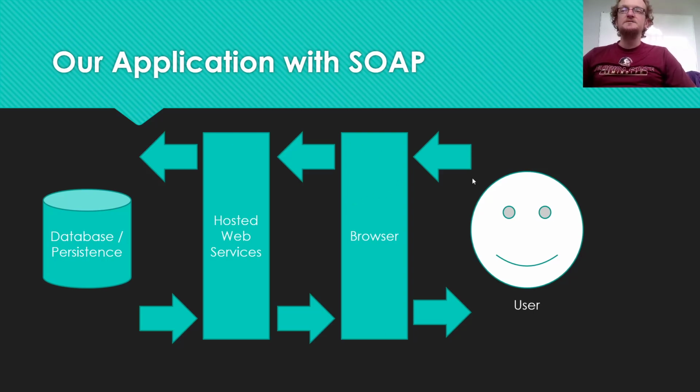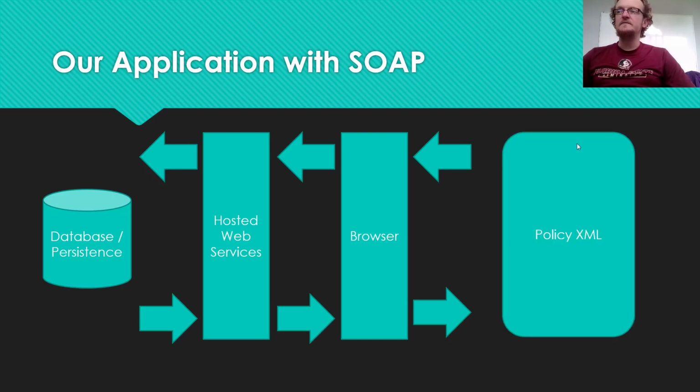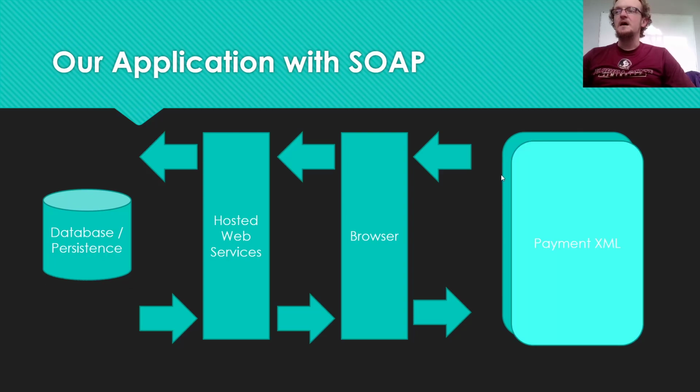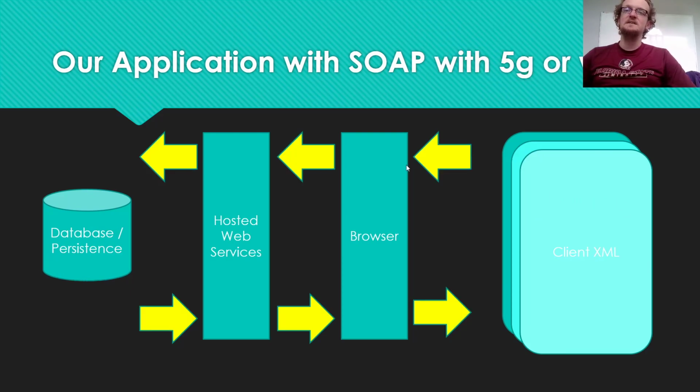So if we go back to our simplified diagram and think about what this diagram is going to look like with SOAP, a user is going to want to maybe process a payment. They're sitting in a meeting with a person. That person gives them a check, and so they want to allocate that check against the policy so that if the person gets in a car wreck after the meeting, their policy will be considered paid. And so they're going to take this policy XML document, potentially another payment XML document and the client XML document, and they're going to send that stuff over to the database persistence module.